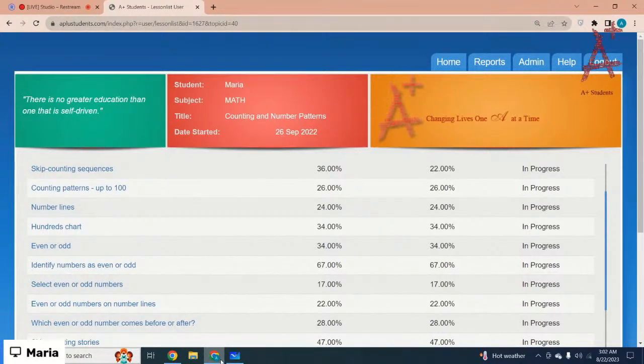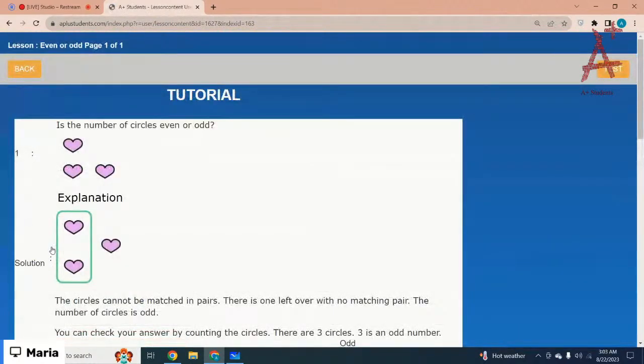Okay, the lesson we're going to start with is even or odd. Is the number of hearts even or odd? So you're given 3 of the hearts, right? The hearts cannot be matched in pairs. There is one left with no matching pair. The number of hearts is odd, right?